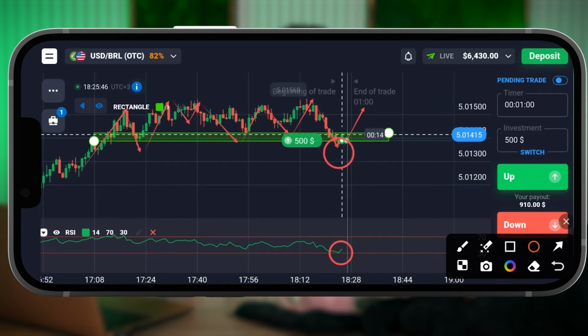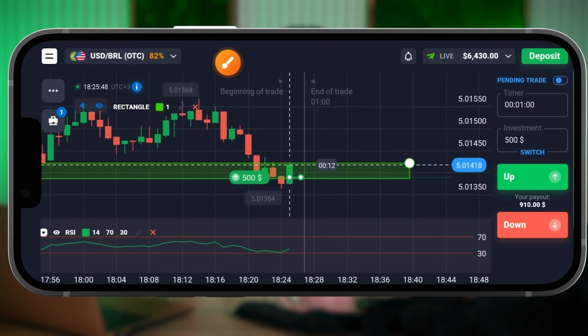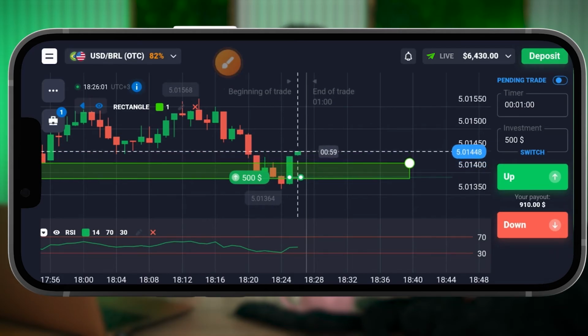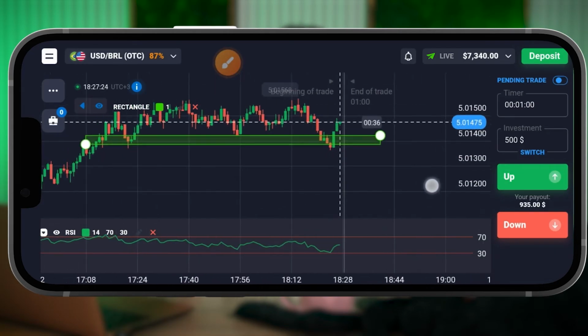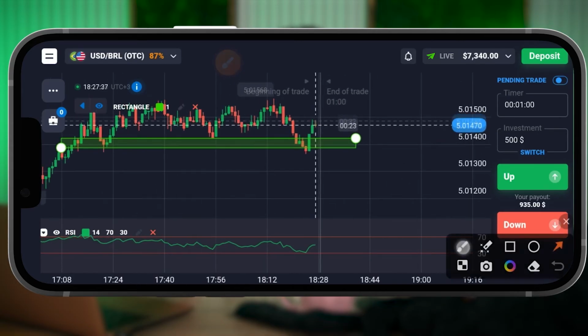Just a little more waiting, scaling the chart. See how much the candles are growing. Maybe we can enter again here. The trade is again in profit, and I think we can call it a day.